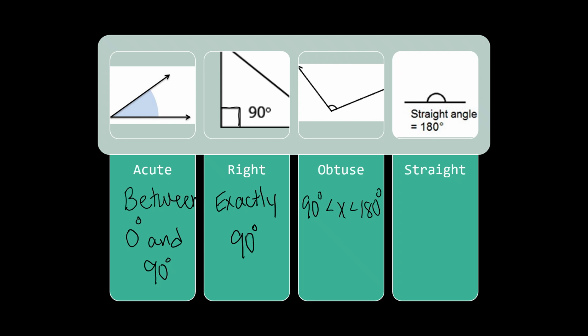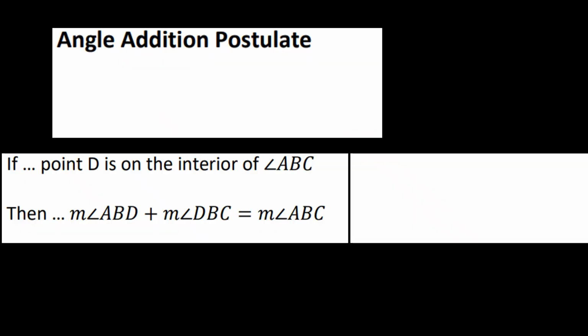And then a straight angle is exactly 180 degrees. We know that it's a straight angle because it looks like a straight line. So if you see a straight angle, that means that the vertex, or the joining point for the rays, points in opposite directions, which makes 180 degrees. Okay, the other big concept for today is the angle addition postulate. And we're going to draw a picture for this postulate.